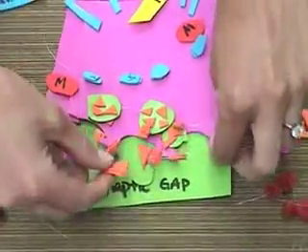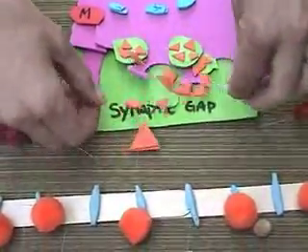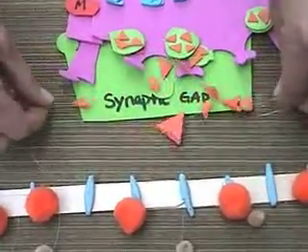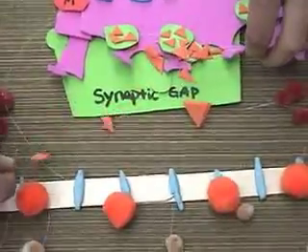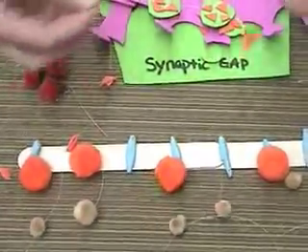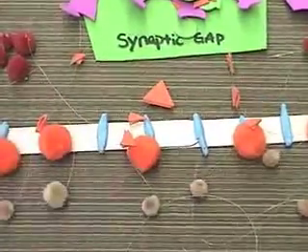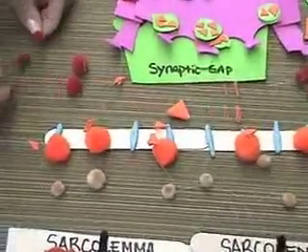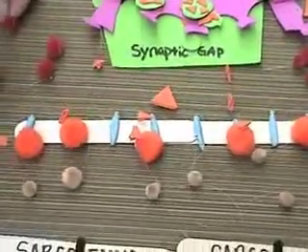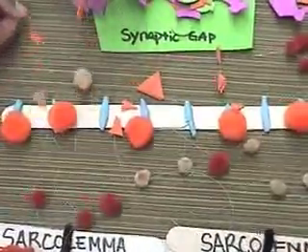Acetylcholine is released from the synaptic knob by exocytosis into the synaptic gap. Acetylcholine is then picked up by receptors on the motor end plate of skeletal muscle. This action then stimulates the sodium-potassium channels to open, allowing the sodium ions to enter the muscle fiber and the potassium ions to exit.